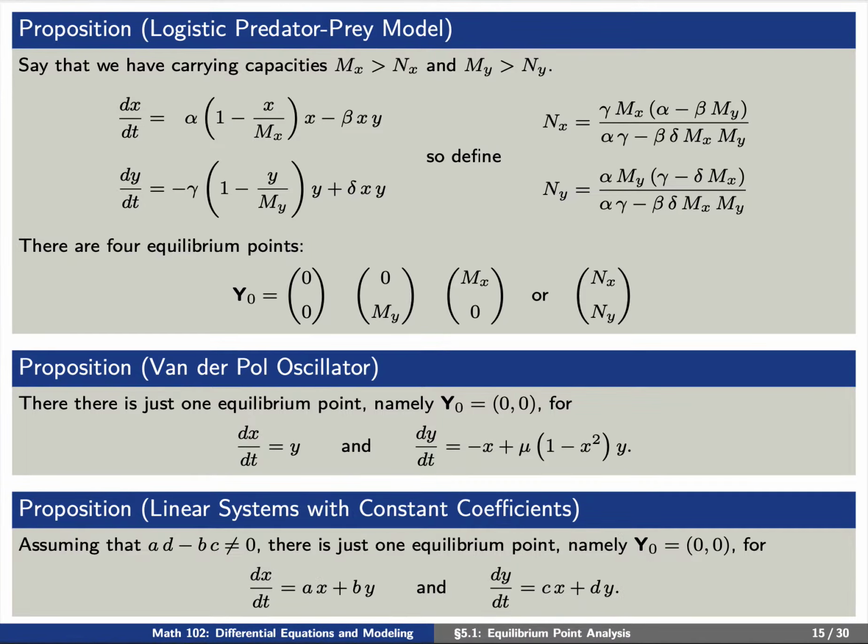And finally, we considered linear systems with constant coefficients. Assuming that we have constants a, b, c, and d, we can consider the system dx/dt equals a times x plus b times y, and dy/dt equals c times x plus d times y. Assuming that the determinant ad minus bc does not equal 0, then we found there is just one equilibrium point, namely the origin.